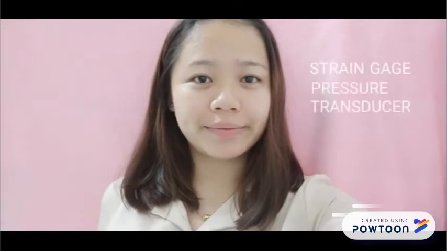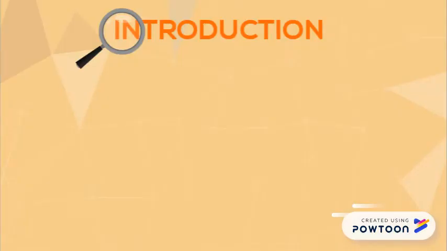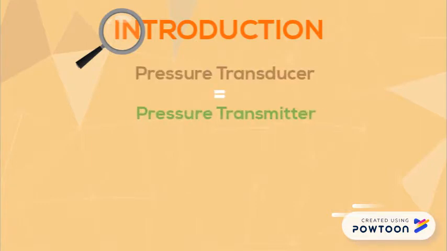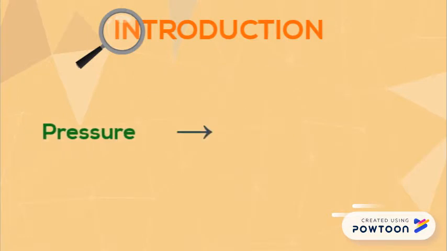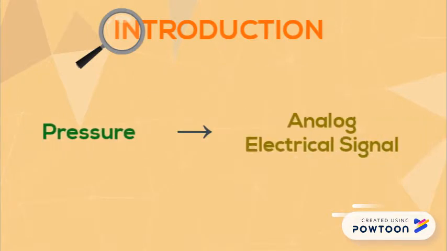Today I would like to introduce a measuring device that is the strain gauge pressure transducer. Introduction to pressure transducer and transmitter. A pressure transducer, often called a pressure transmitter, is a transducer that converts pressure into an analog electrical signal.